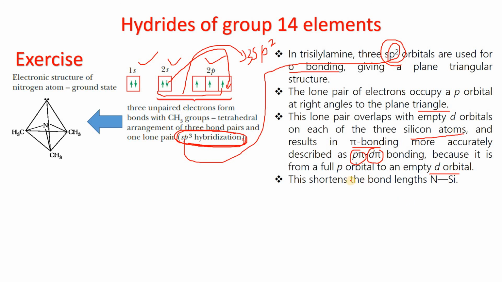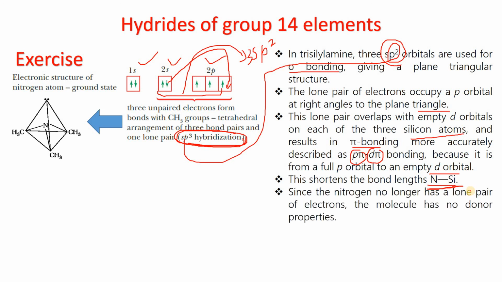So if there is transfer of electrons, consequently it shortens the nitrogen-silicon bond length, because a double bond character comes into play. As we know, the double bond is shorter and stronger than the single bond. So it introduces a double bond character into the nitrogen-silicon bond, and consequently the bond length becomes shorter.